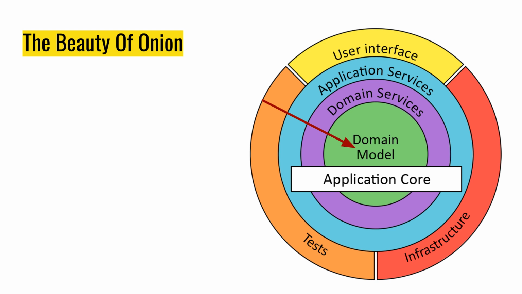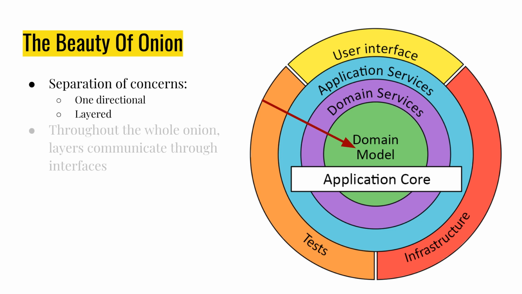And another beauty of Onion is that it has a single direction, which points from the outer layer to the innermost layer. So infrastructure uses your application services, tests use your application services, user interfaces use your application services, your application services use domain services, they might also use domain models, and domain services use domain models.